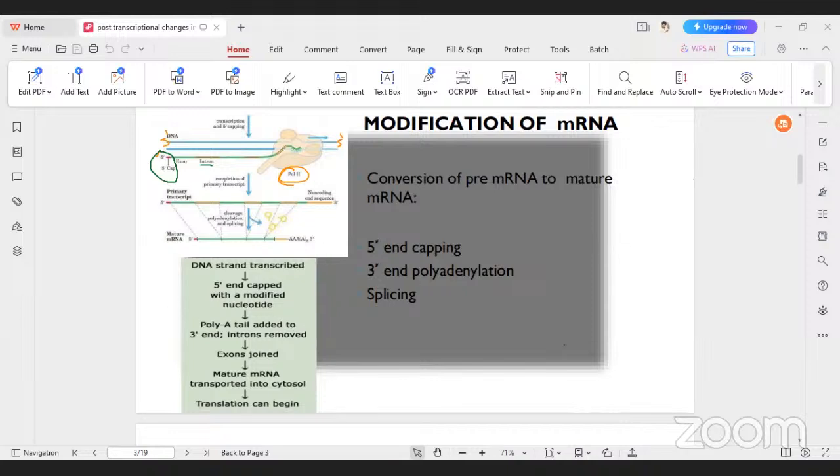So now let's discuss one by one. First, 5' capping. Next, polyadenylation, and splicing. So these are the post-transcriptional changes.